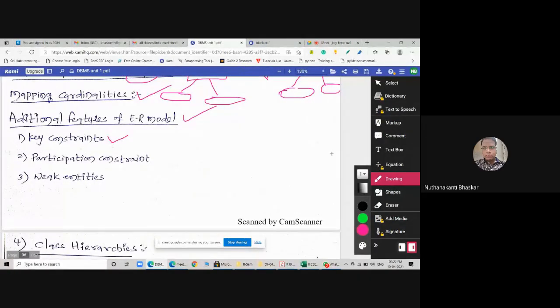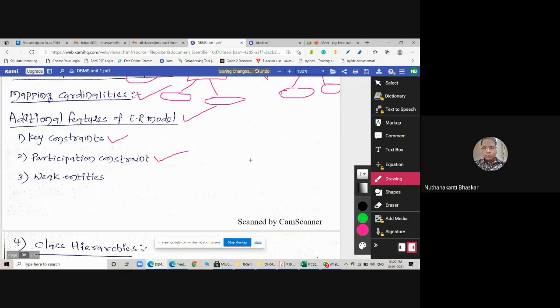The first one is key constraints. What are the key constraints? Super key, candidate key, primary key, foreign key, and unique key. These are the five key constraints we already discussed. Correct? Yes, sir. The next additional feature is participation constraint.